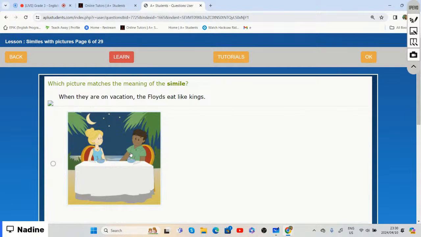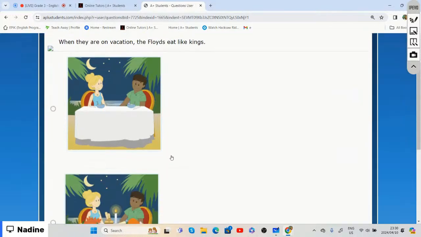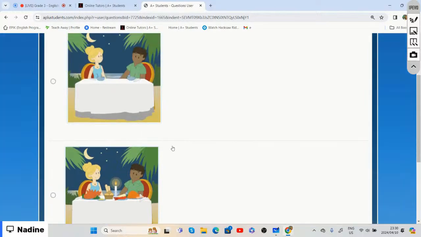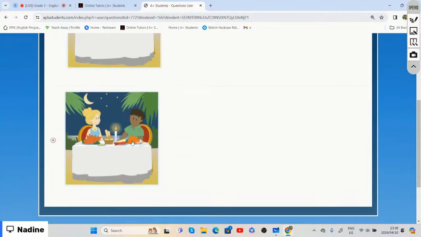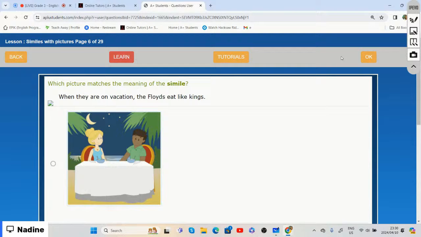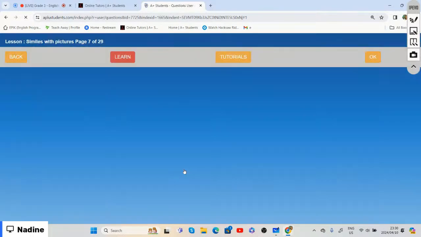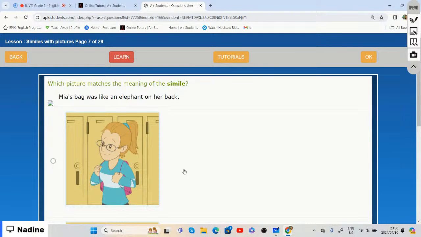All right. And if we compare these two, if they're eating like kings, then we will choose the second option because they need to show the foods also on there, right? And the second one is correct. So well done. The second one is correct.